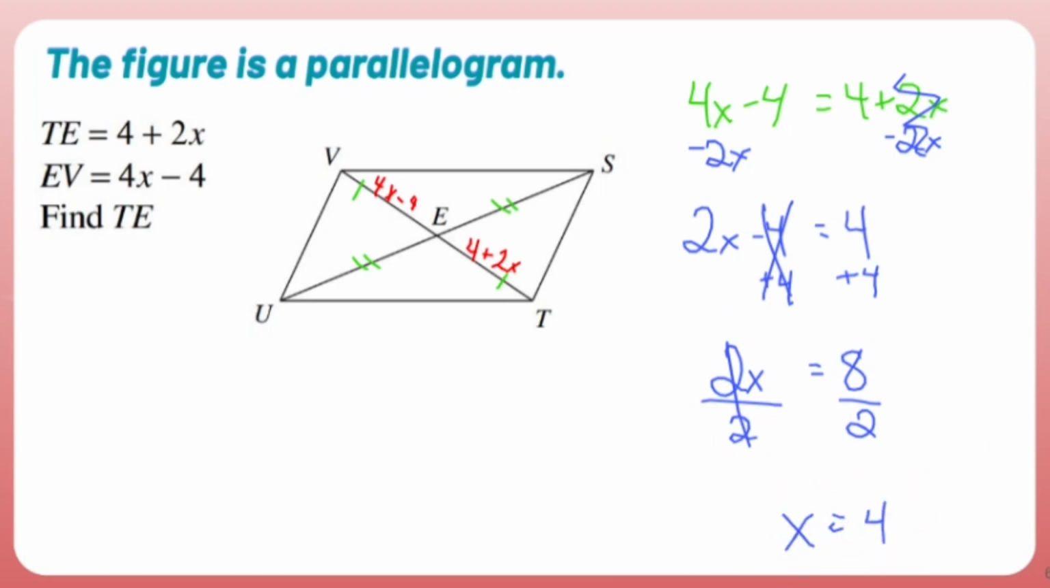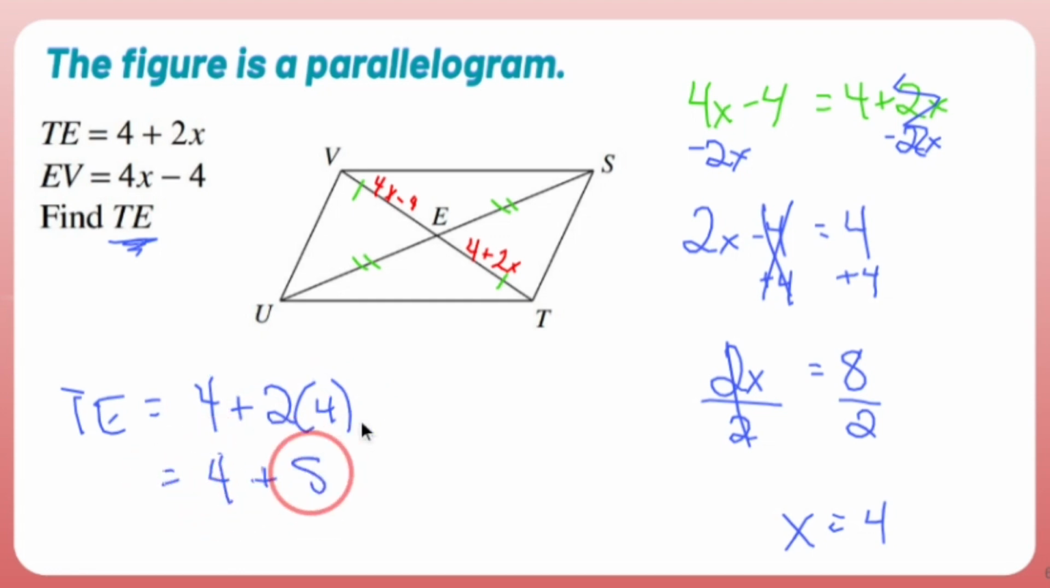So circle that and call it a day, right? Wrong, because it's not asking us to find x. It's asking us to find TE. TE is 4 plus 2x. X is 4. So TE is 4 plus 2 times 4. 2 times 4 is 8, like so. And 4 plus 8 is 12. And so TE, tight end, equals 12.